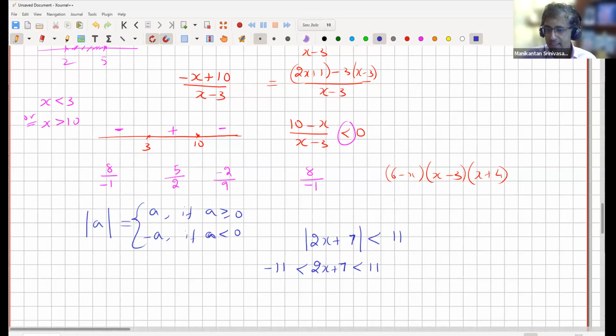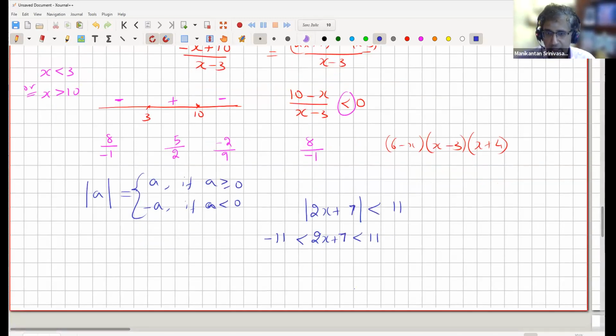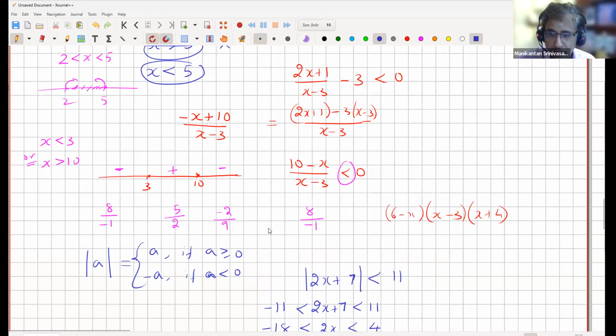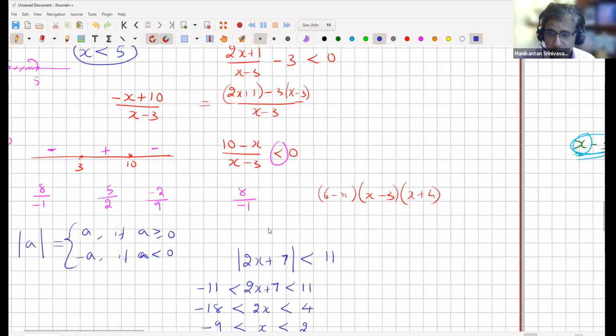So we can summarize this as 2x plus 7 between minus 11 and 11, and then we can solve this separately. I can subtract 7 on both sides. This will become 4, and this will become minus 18. I can divide both sides by 2, and since 2 is a positive number, there's no changing of sign. So I'll end up writing this. All okay, good on this one.